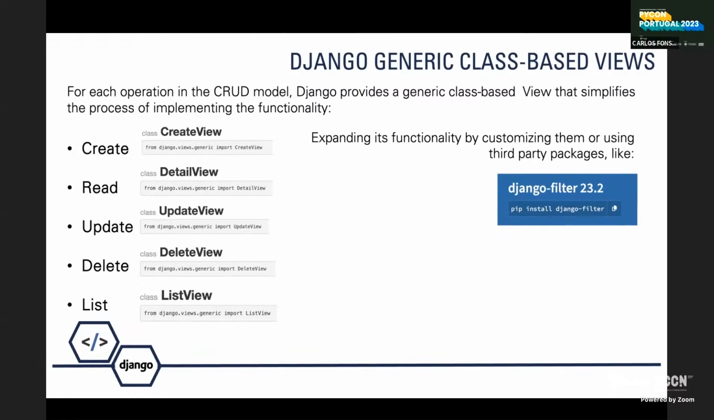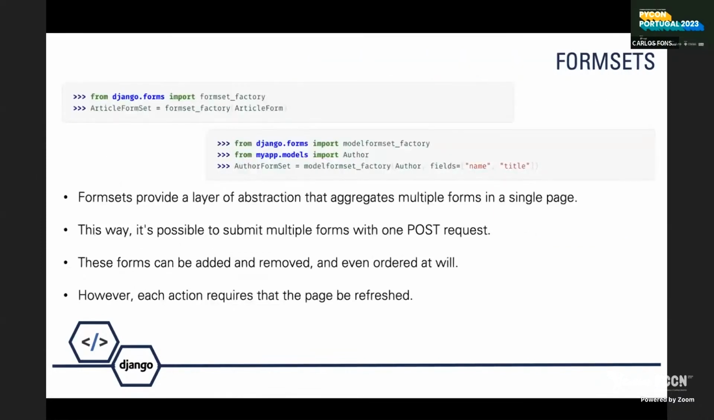Create, read, update, delete, and list views allow us to create these interfaces without a lot of work, by exposing our models in a unique way. And even if we need more advanced features, we can also customize them or use third-party packages like Django filters. So here, when we need more advanced features, like multiple object manipulation, we can always use formsets.